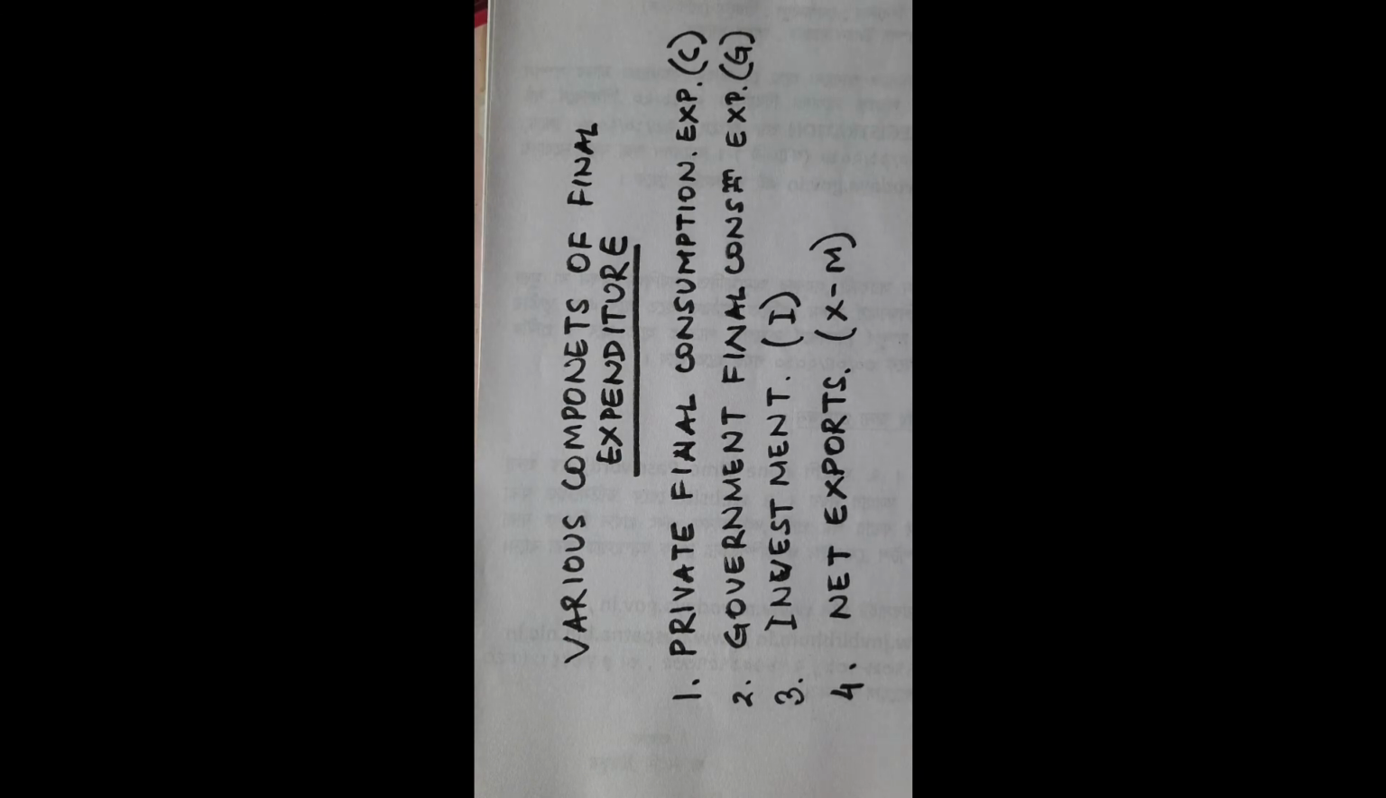Now in the calculation of national income by the expenditure method, we need to know the various components of final expenditure in the economy. The various components of final expenditure are private final consumption expenditure, government final consumption expenditure, investment and net export. If I add all these values, I can get the value of gross domestic product at market price. So let us see how the equation looks when I add all these values together.